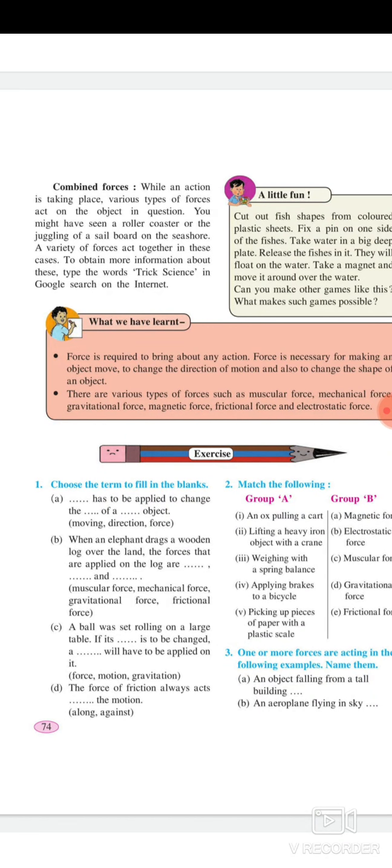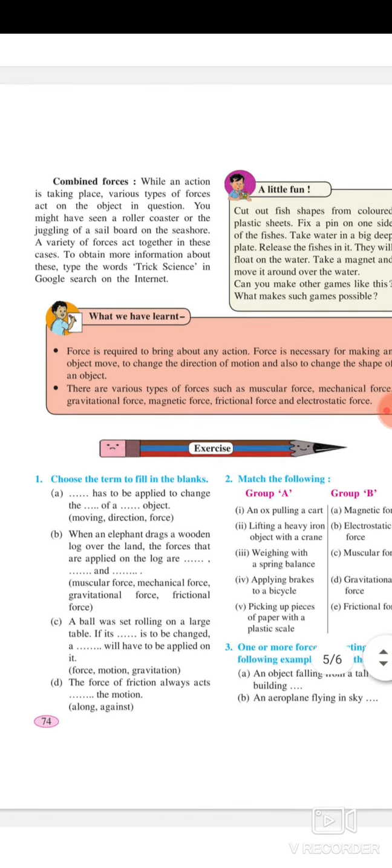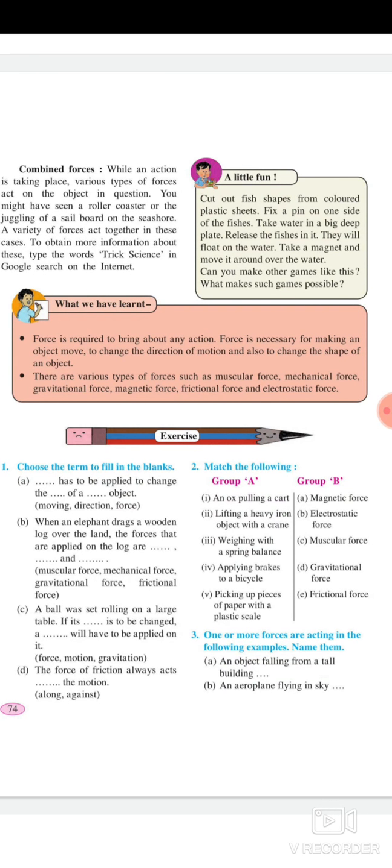What we have learned. First, force is required to bring about an action. Force is necessary for making an object move, to change the direction of motion, and also to change the shape of an object. Second, there are various types of forces such as muscular force, mechanical force, gravitational force, magnetic force, frictional force, and electrostatic force.